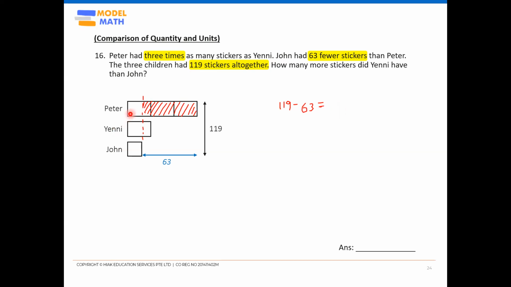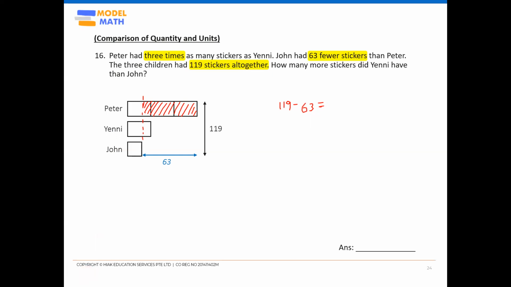Okay, so students, just remember when you straight away jump into subtraction, you've got to understand what actually is happening when you subtract. This is the thing that's happening, and you'll realize it's a dead end. There's no way you can work with units here because I have this Yenni one whole unit, John is less than a unit, and then this Peter white color portion is also less than a unit. So there's no way I can find out how many units is this answer here. So then minusing 63 will be impossible to use.